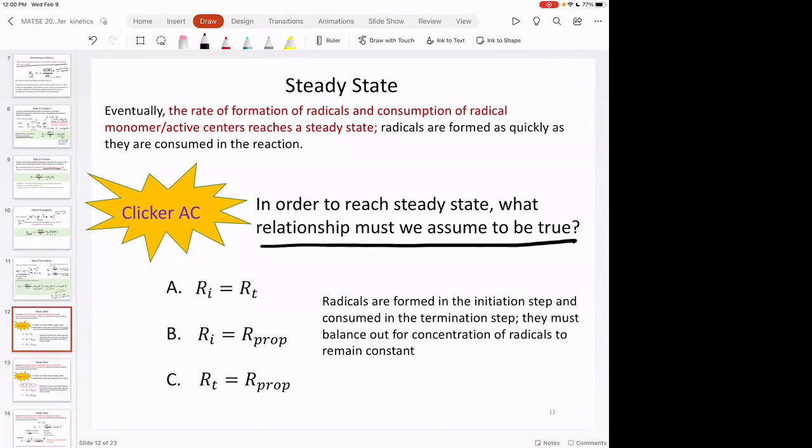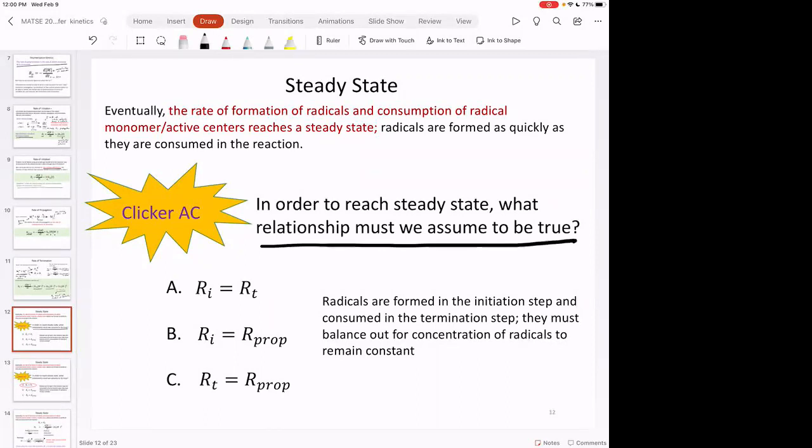So remember, to kick off the polymerization, you have to form radicals in the first place. Then they live for a while, and then they're terminated. So in order to get an equal concentration of radicals that are living as a function of time, what rates need to be equal?